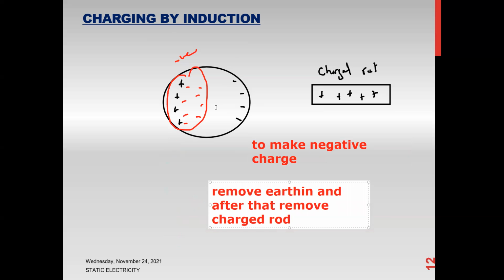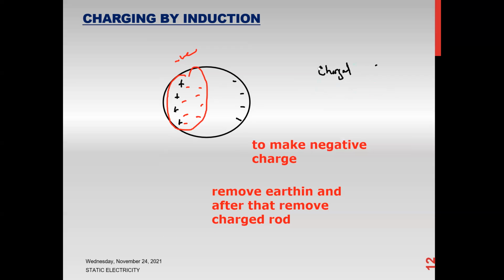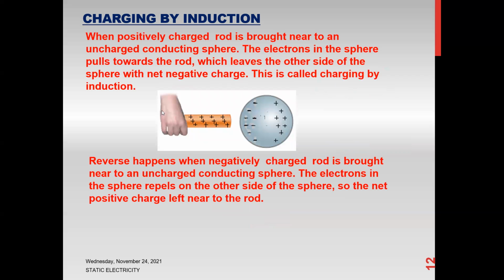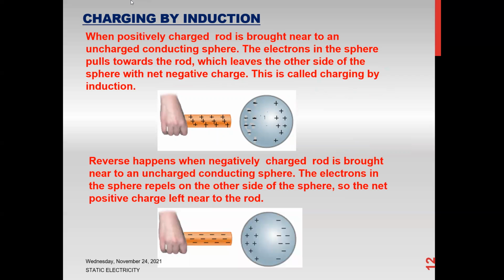Whenever you want to make an object permanently charged by induction, always first remove the earthing wire and then the charged rod. Why do we remove the earthing wire first? Because the earthing wire does not allow the charges to flow back. Is it clear how an object can be charged by induction using an earthing wire? Any doubt till this point?